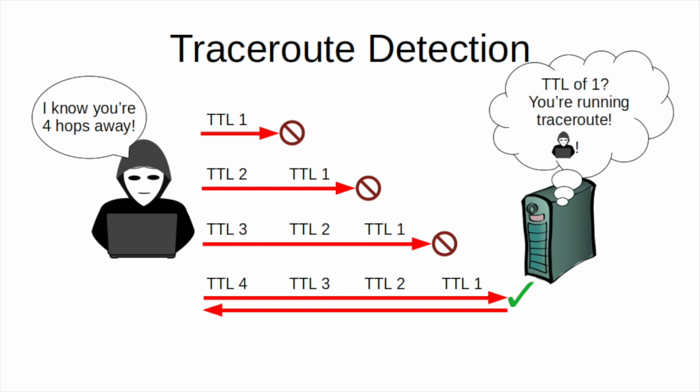However, the server sees an incoming packet with a TTL of 1. That means it knows that the client is running traceroute. And since traceroute is a reconnaissance tool, it means the client is an attacker. At that point, the server can block, filter, or flag the client for additional monitoring.